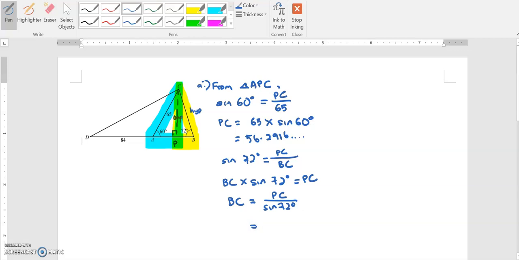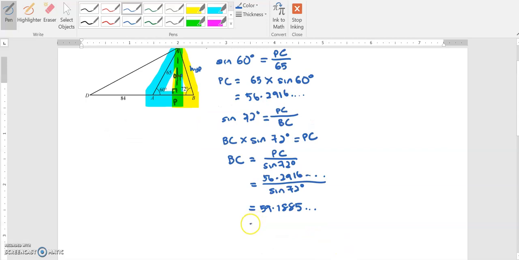Go and work it out in your calculator. Take 56.2916 over sine 72. You should get the answer 59.1885, and so on. And since this is the final answer that I'm asked to find, BC, I am going to round off to 3 significant figures, which gives me 59.2 meters in 3 SF.